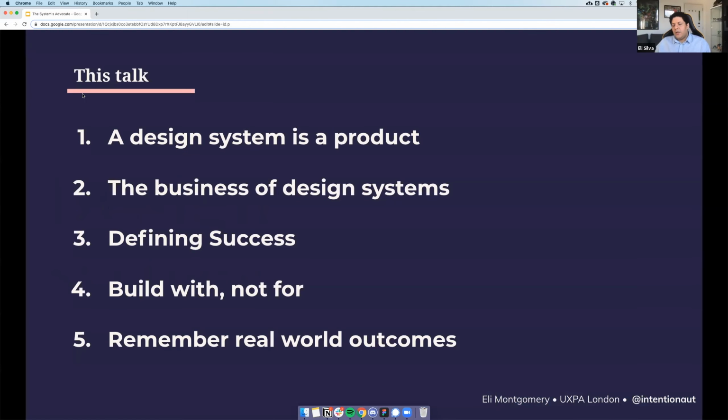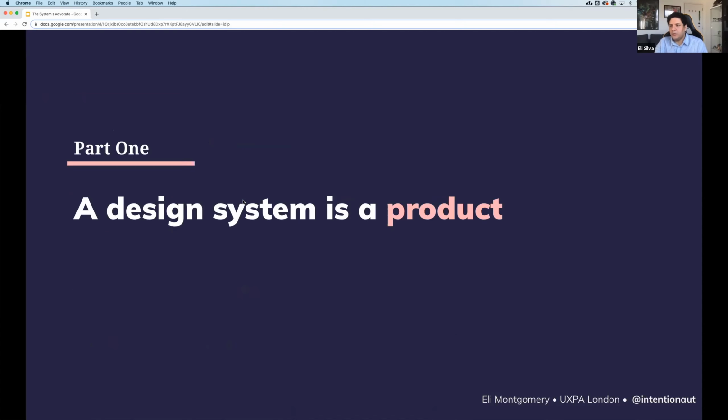So tonight we're going to talk a little bit about how a design system is a product, the business of design systems, how to define success, how to build with, not for, when you're working with your internal teams, and then how to remember real world outcomes, which I think is so important.